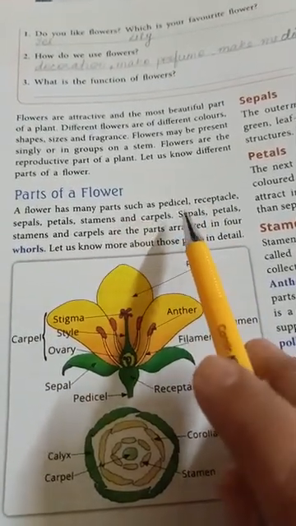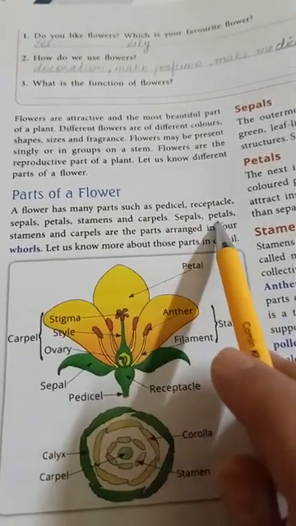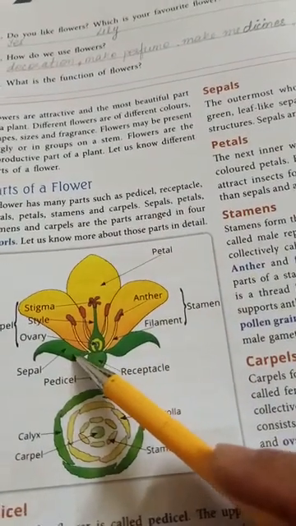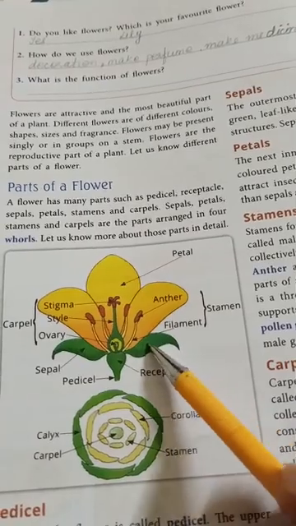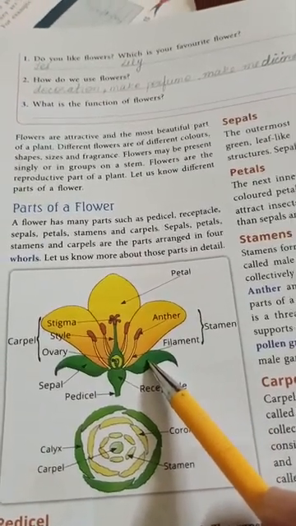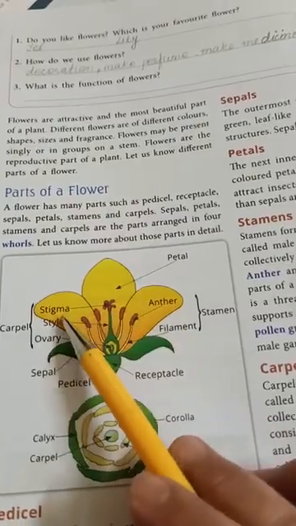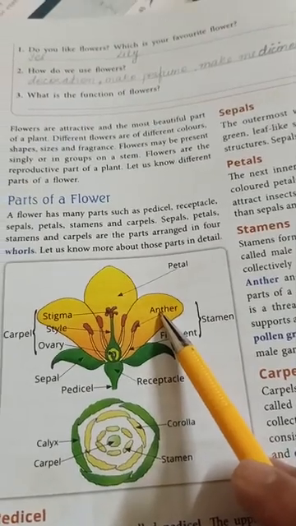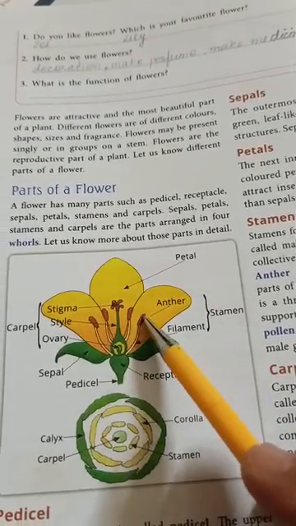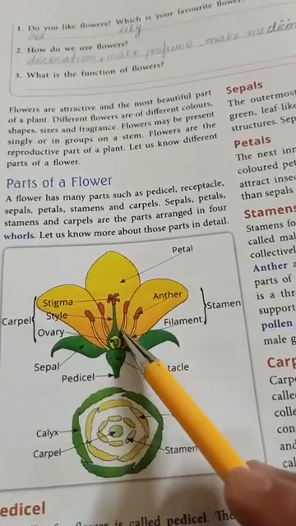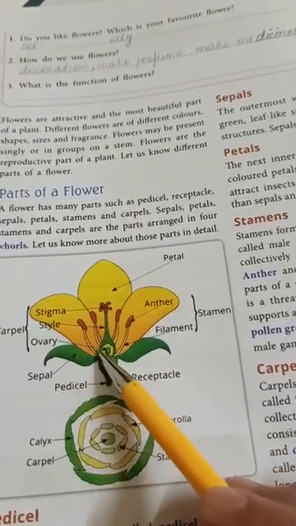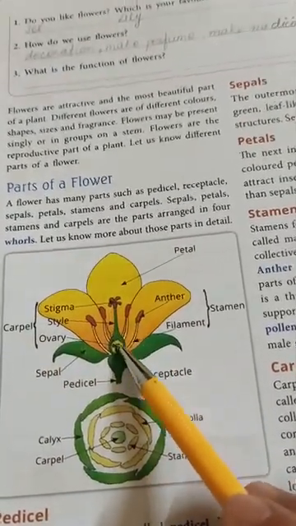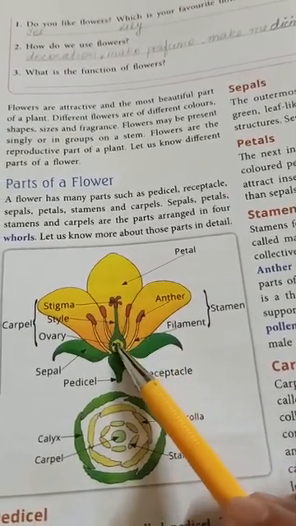So you can see over here, children, these 4 parts: sepals, petals, stamens and carpels. Now you can see over here, these are sepals. The green color part is the sepal. Then coming to petals, the yellow colored part, the most attractive part of the flower, that is the petal. Then coming to stamen, these are stamens, children. You can see over here. And then comes the 4th part, that is the carpel. This is the carpel, children, in the center.